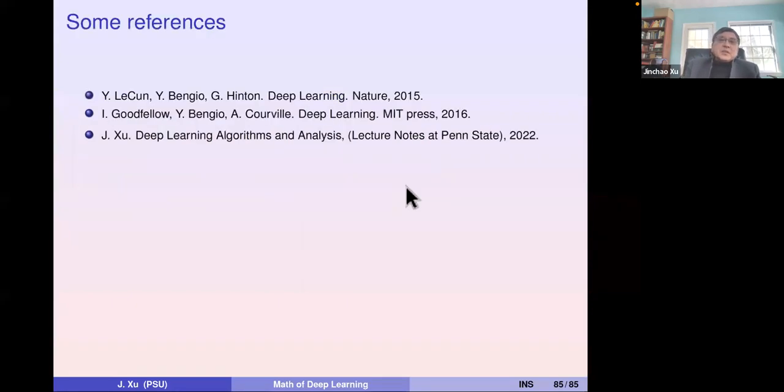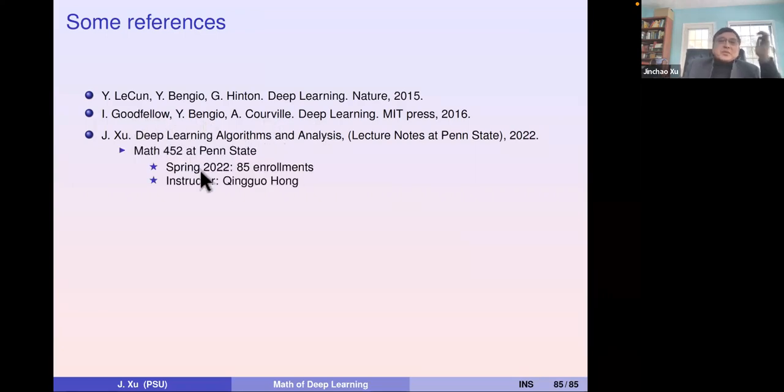So I just bring some references here. Yann LeCun, Bengio, Hinton, the other leading people, wrote a paper, Deep Learning, in Nature. Bengio and his colleague Goodfellow have this book. I have recently been teaching a course at Penn State, which I proposed last year, and now it's officially listed as Penn State course MATH 452. It's being offered this semester, and hopefully the ideas I mentioned will be taught in this class. I taught it in the summer.